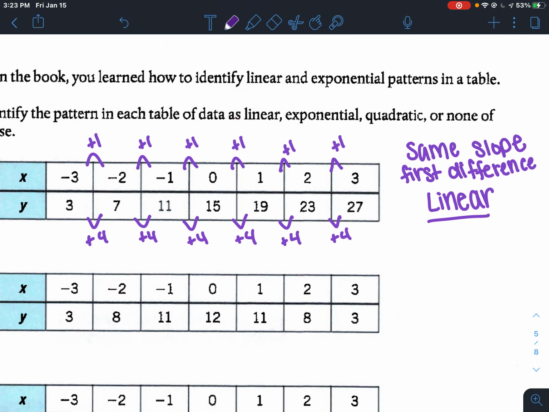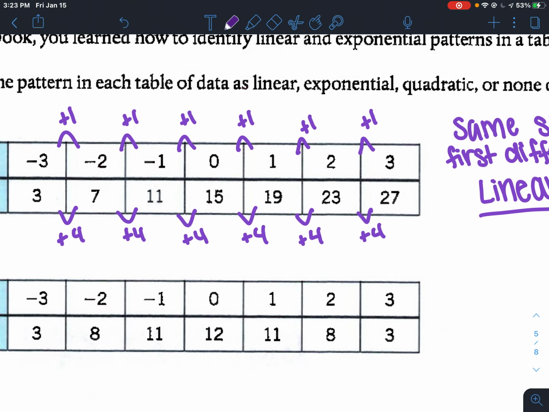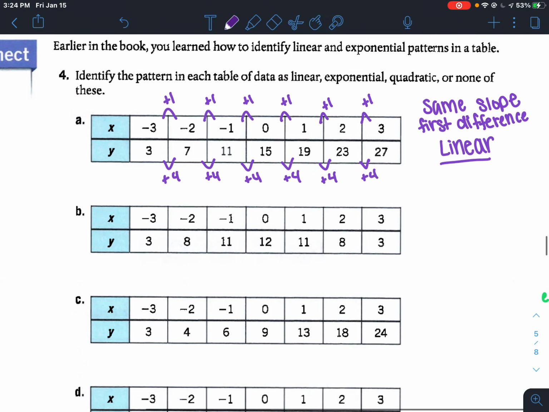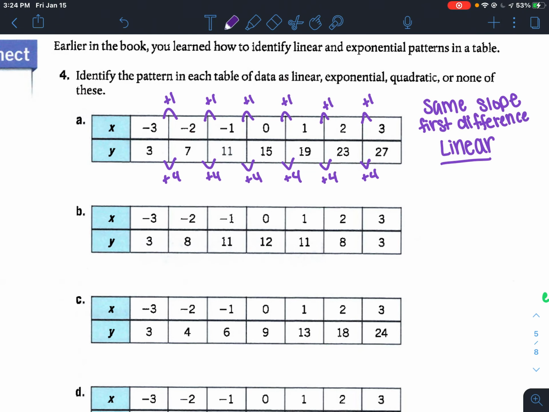My first differences are what I added in purple there. First difference the same makes it linear. Okay, the next one. I'm going to do the same thing, different color this time. How did I get from one x value to the next? I added 1 consistently. My y's, how did I get from one term to the next? I was not consistent. So plus 5, plus 3, plus 1, minus 3, minus 5. Not consistent. Let's go to the second difference.